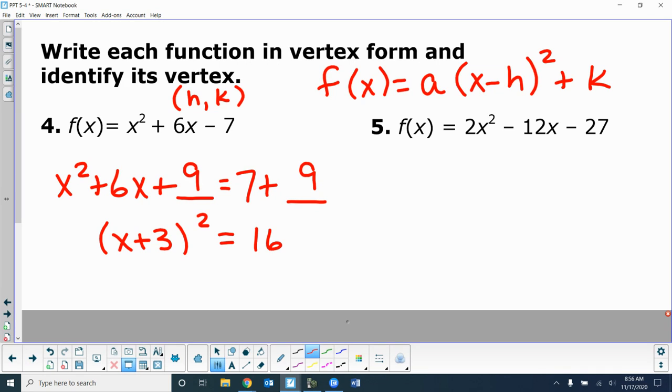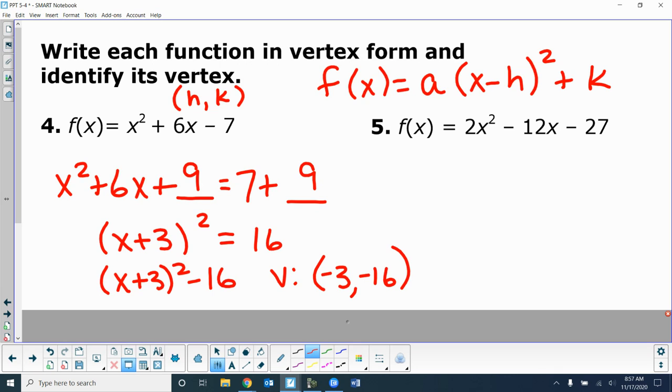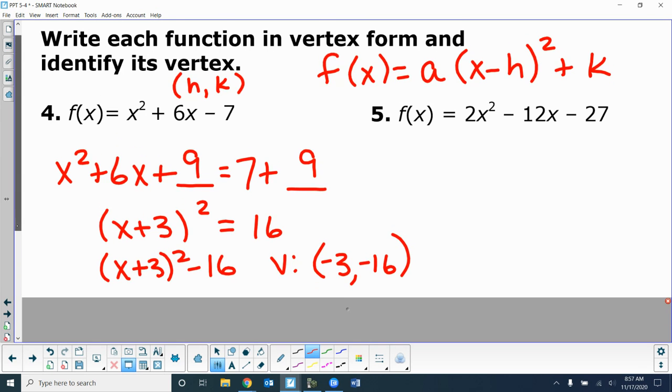Bring that back over. You see that? So it's going to be x plus 3 squared minus 16. What's my a value? 1. What's my vertex? Close. It's the opposite of this one. Negative 3, negative 16. Why is it negative again? It's what makes this 0. Oh, yeah. So negative 3 plus 3 makes that a 0, right? Okay?